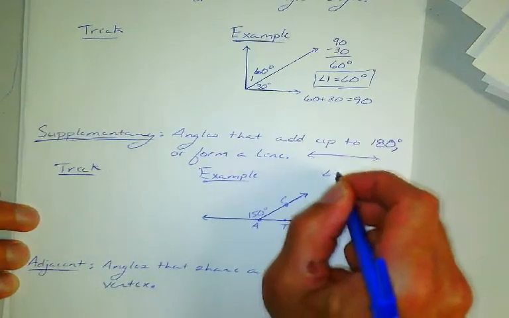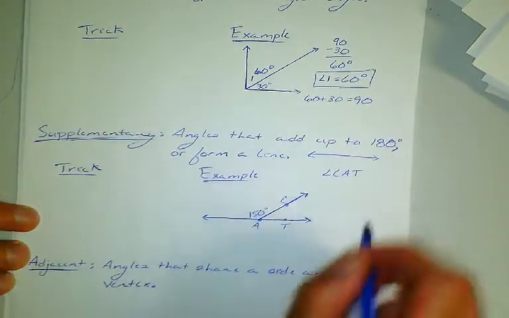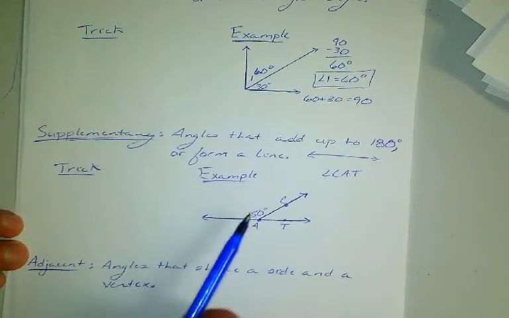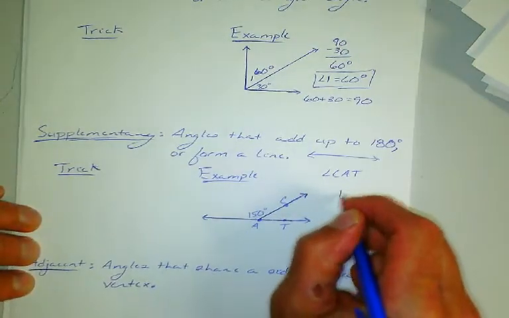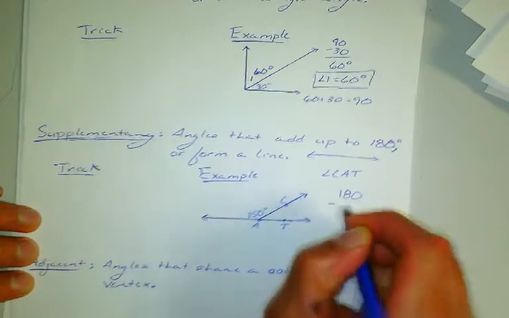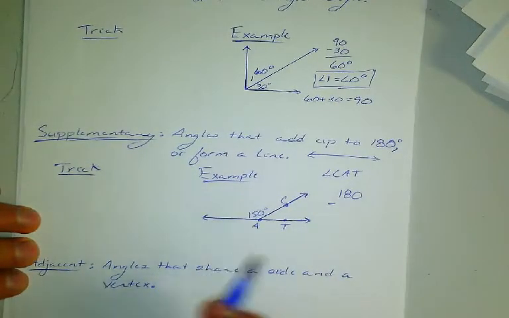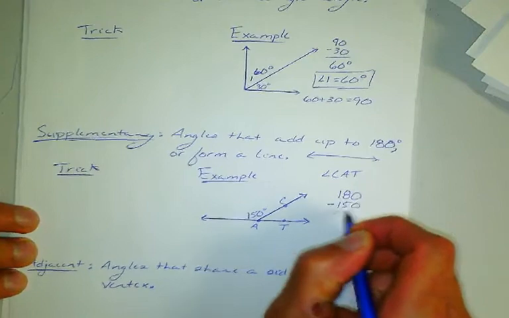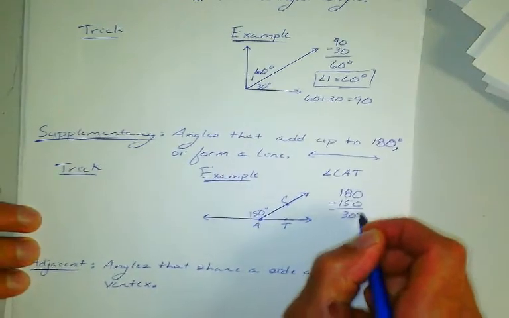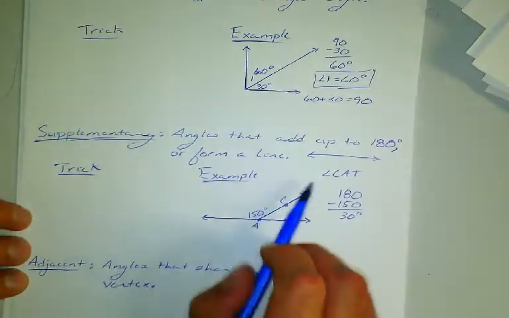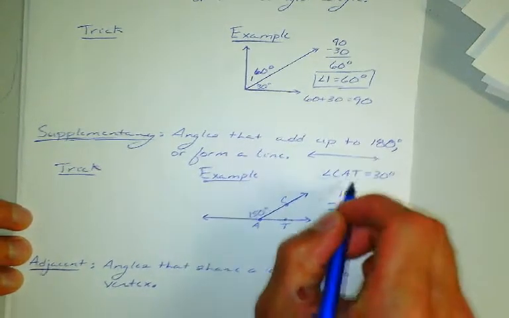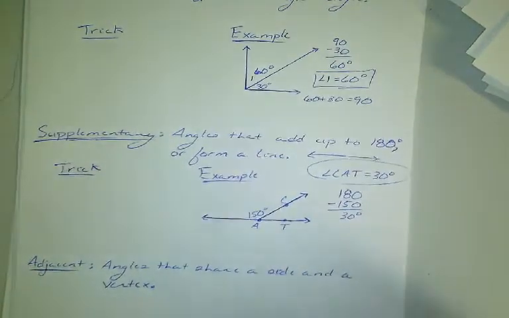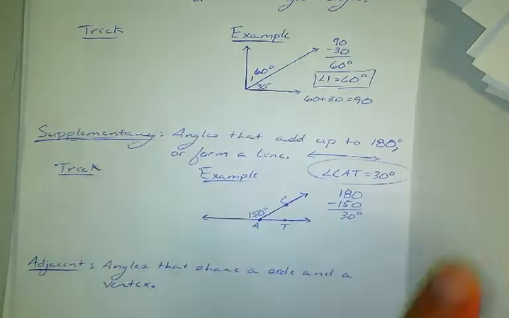So if I want to know what angle CAT is, and I have another angle that I know it's supplementary to, I can take 180 degrees and subtract the angle I know. So I can subtract 150 from 180, and I get 30 degrees. So that tells me that angle CAT is equal to 30 degrees. And again, it's not always going to be that simple, but let's keep it easy to start.